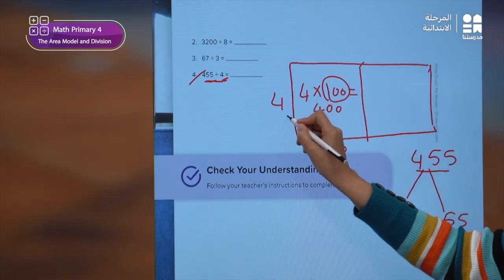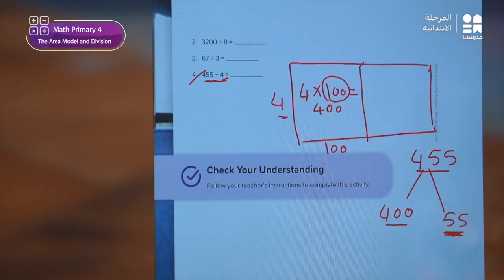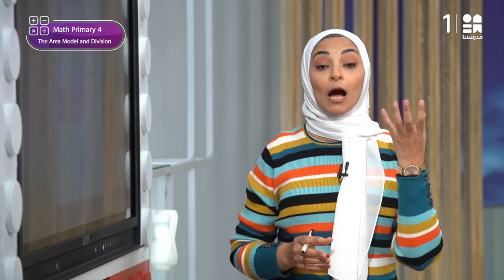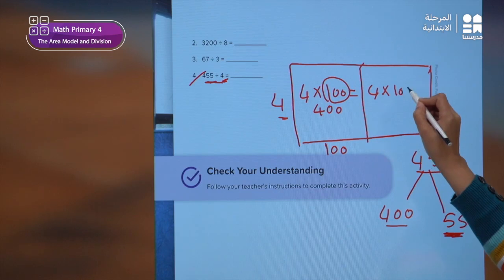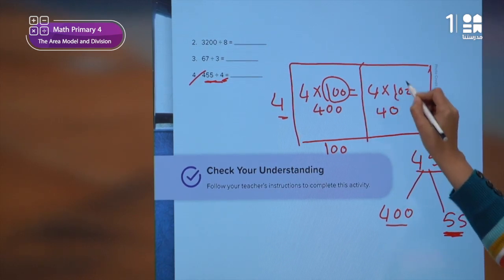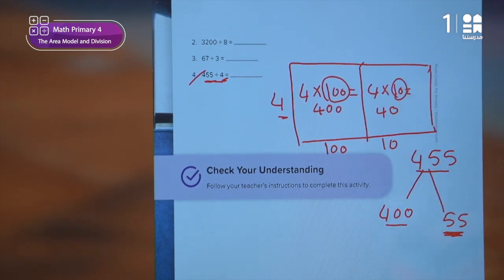Yes, now I want to divide 55 by 4. I am sure you have noticed that we will divide the 5 in the tens place. What does that mean? It means I want to find 4 or a multiple of 4 very close to 50 and less than 50. Like what? Yes, like 40. So 4 times what gives me 40? Of course, 4 times 10 gives me 40. So in the second part, I will write here 10.